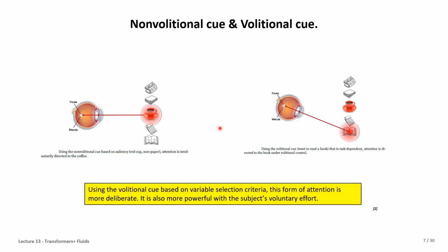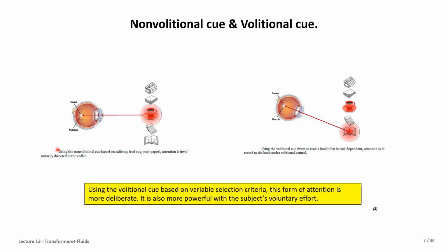In another example, using the volitional cue, if we want to read a book, this is the example on the right-hand side. We want to read a book. There is a newspaper, paper, notebook, and book. If we want to read a book, we will have attention directed to the book under volitional control. So this is something under our control with our decision, but this one is non-volitional.